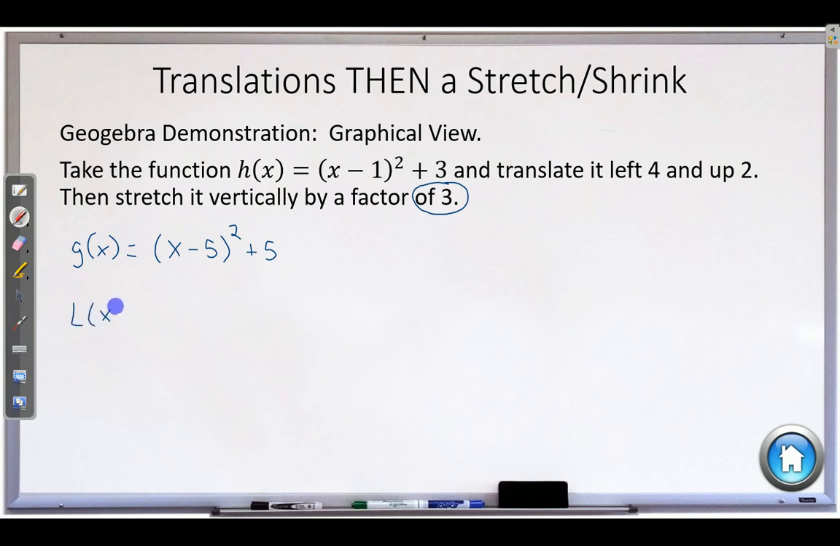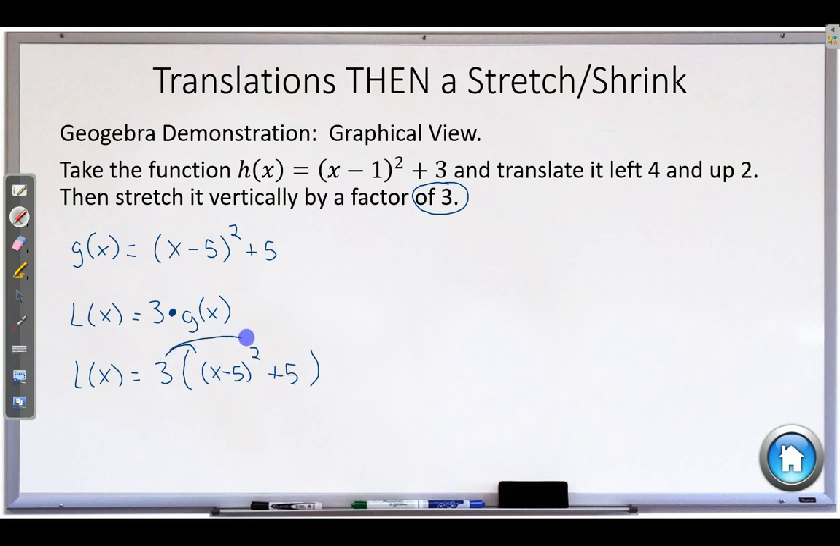L of x is equal to, now it's going to be very similar to g, so I'm just going to put the g over here. What change am I doing? I am stretching it vertically by 3. So there it does just go in front, but then when I plug all the numbers back in, it will be 3 times all of g of x. So that is x minus 5 plus 5.